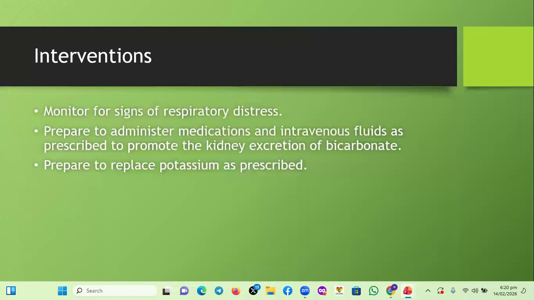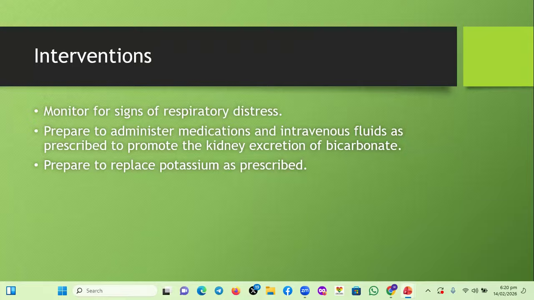Okay. Just like we talked about. Interventions for metabolic alkalosis. You need to monitor for respiratory distress. You have to prepare to administer medications and IV fluids as prescribed to promote the kidney excretion of the excess bicarb. And then you might have to prepare to replace what we call potassium, as also prescribed.